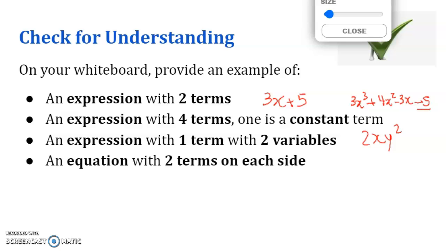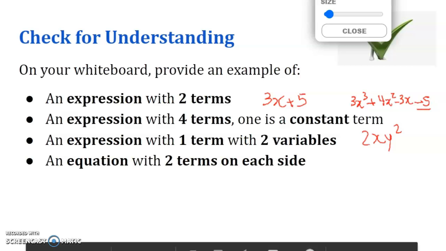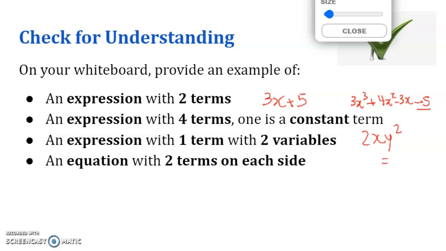Okay, an equation with 2 terms on each side. Equation, so that means we need an equal sign, and we need one term here and another term here, separated by plus or minus, let's do plus. And one term here and another term here. Let's separate this time by negative. It doesn't really matter. Remember, subtraction is just addition of its opposite.